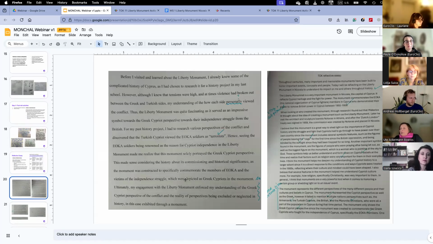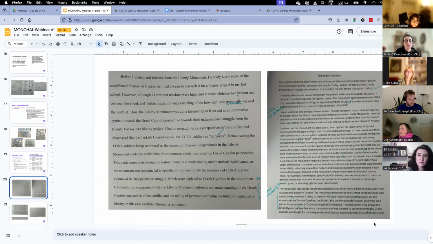Here, this was very, very good. It says, for example, ultimately my engagement with the Liberty Monument enforced my understanding of the Greek Cypriot perspective of the conflict and the reality of perspectives being excluded or neglected in history, in this case, exhibited through a monument. Then this one here says, I just need to turn my screen a little bit. The monument represents the different perspectives of the many different people and their cultures and beliefs in Cyprus.